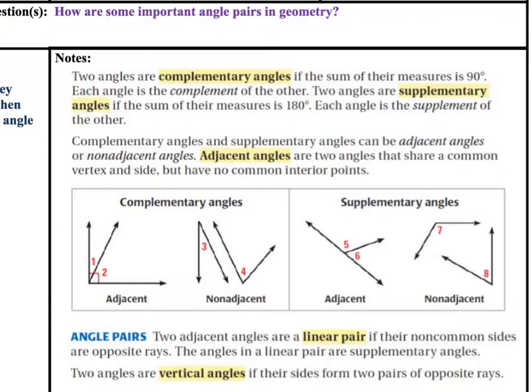Okay, we're moving on. Complementary is 90 degrees. Two angles are supplementary. Supplementary means they add to 180 degrees.